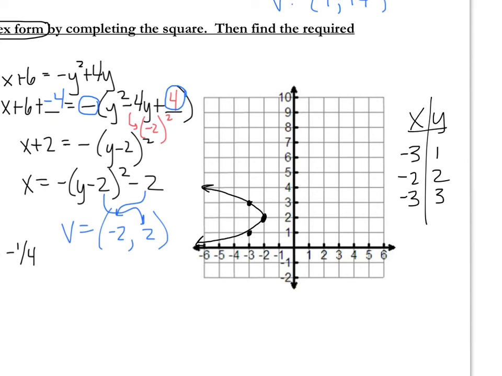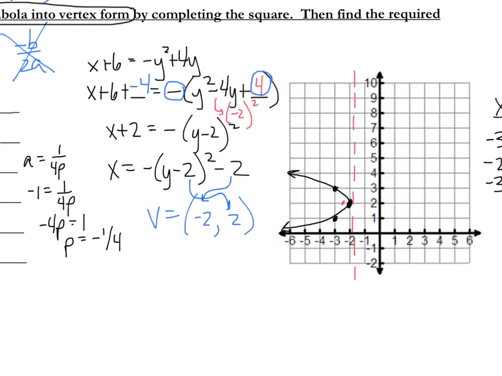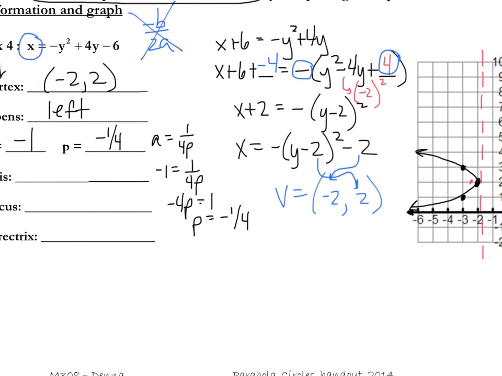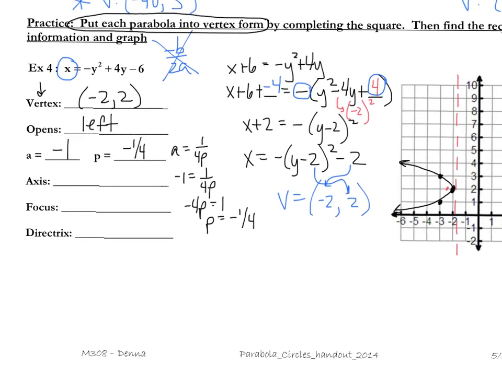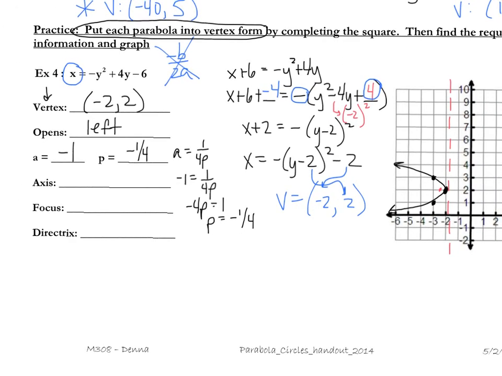But remember, my p-value was negative 1/4, and the only reason it was negative is because that means I need to move left from the vertex. My focus is going to be right here, directrix on the other side, 1/4 of a unit away. So looking at the graph, I can probably now figure out my axis of symmetry, my focus, and my directrix. Zoom out just a tiny little bit there. Axis of symmetry is just the line that cuts the parabola symmetrically right in half. So that's the horizontal line, so it's y equals 2. And yeah, that's always the same as the y value of the vertex for the horizontal parabolas.